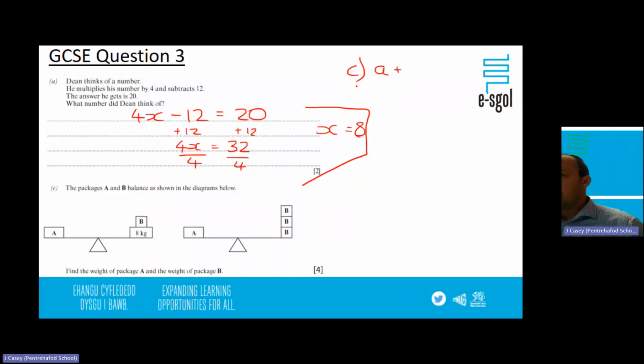I know the value of A. Let me just rub out that equal sign a second.